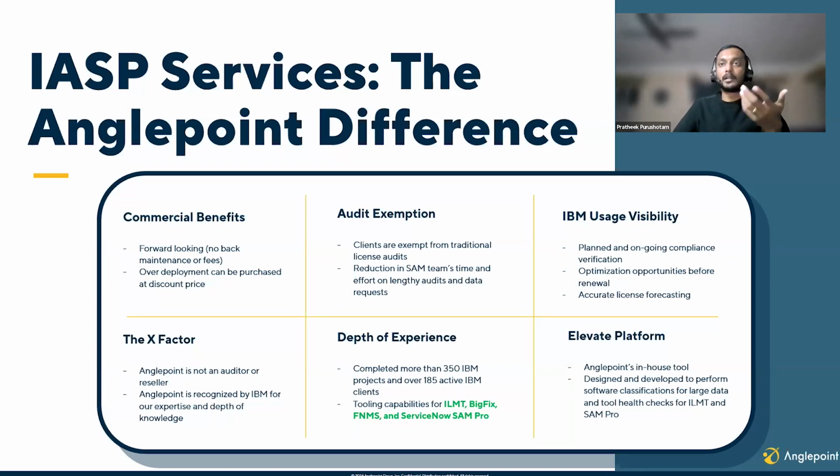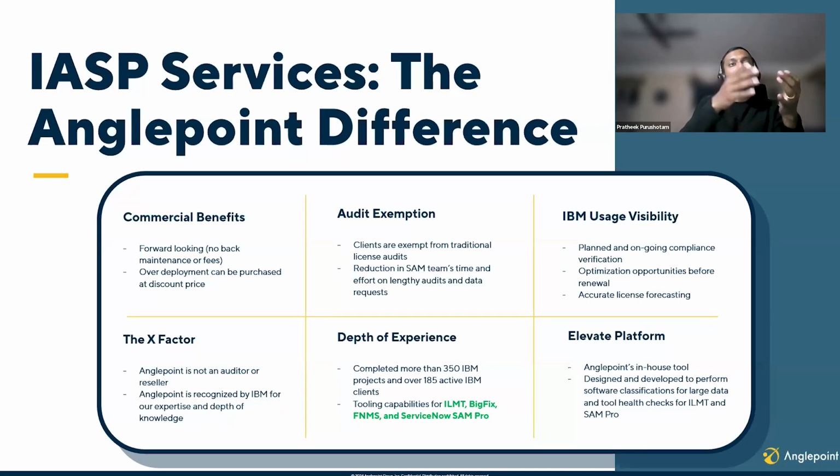Whenever a customer is being audited by IBM, they always ask for 2 years' worth of backdated reports. What that means is, if at any given point in the last 2 years there was a spike in the deployment without anyone's knowledge, or it was done by mistake, or it was done purposefully, it will be recorded in those SAM tools or the ILMT, which is mandated by IBM for you to have, and it will be pulled up, and IBM will put a penalty on a customer for using that particular software at the peak usage.